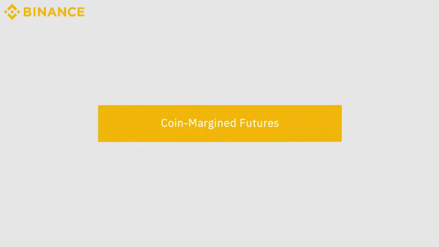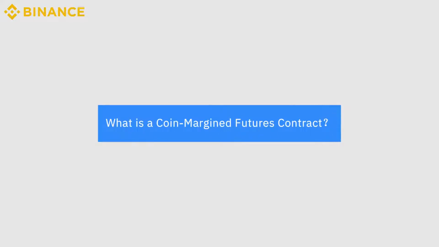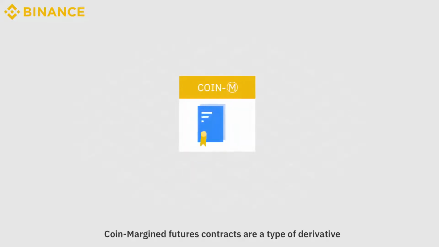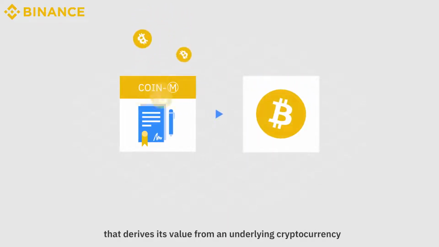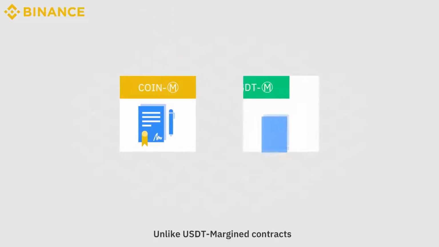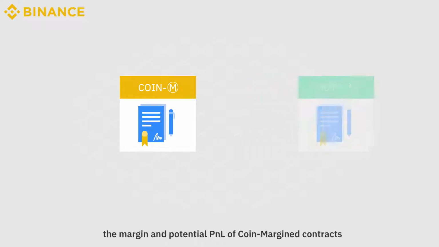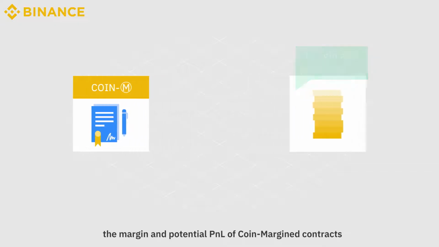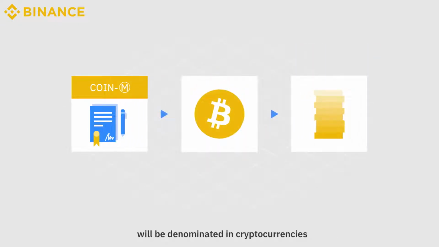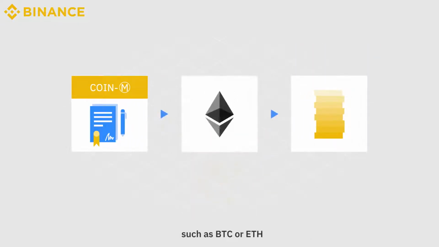Coin-margined futures. What is a coin-margined futures contract? Coin-margined futures contracts are a type of derivative that derives its value from an underlying cryptocurrency. Unlike USDT margined contracts, the margin and potential P&L of coin-margined contracts will be denominated in cryptocurrencies such as BTC or ETH instead of USDT.